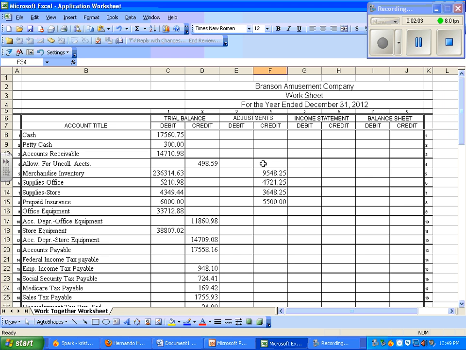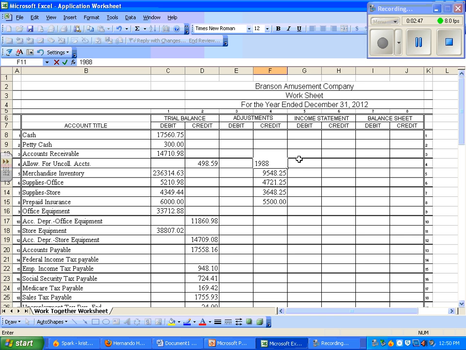Our next adjustment is for uncollectible accounts, and that is stated as a percentage of total sales on account. So we have total sales on account of $248,500, and the textbook gives us that figure, 248,500. And they've determined that their estimated uncollectible accounts is going to be 0.8% of that total. So you multiply that times 0.008, and that's going to give you $1,988. And that is going to be a credit to allowance for uncollectible accounts, which is a contra account to accounts receivable. So we're going to put 1,988 right there.